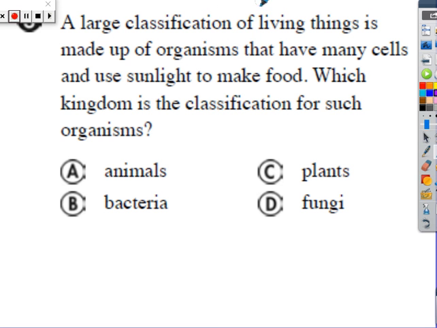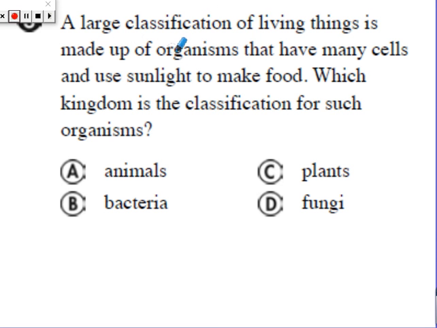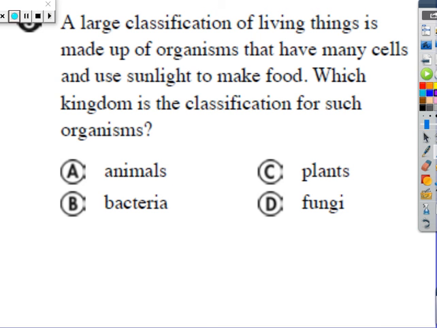A large classification of living things is made up of organisms that have many cells and use sunlight to make food. Which kingdom of classification is for such organisms? Animal, bacteria, plants, or fungi?